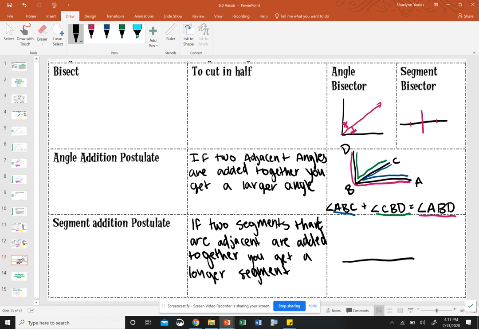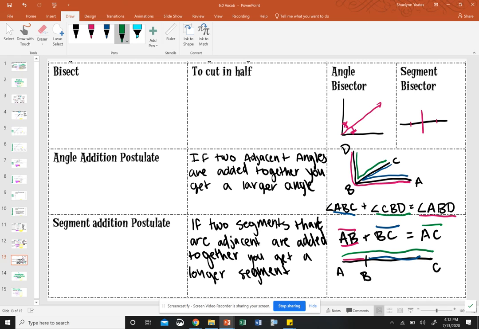So in other words, here are my segments. It's A, B, C. So I can say that segment AB plus segment BC is equal to segment AC, with AB being the segment right here, BC being the segment right here, and AC being the whole thing.